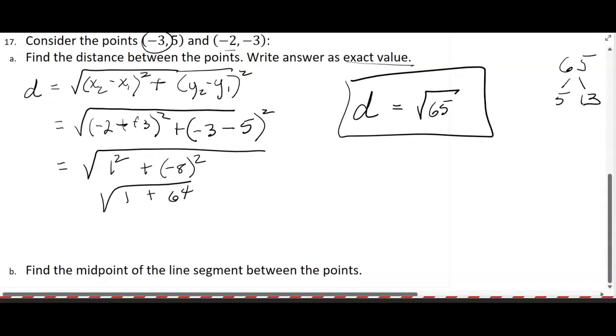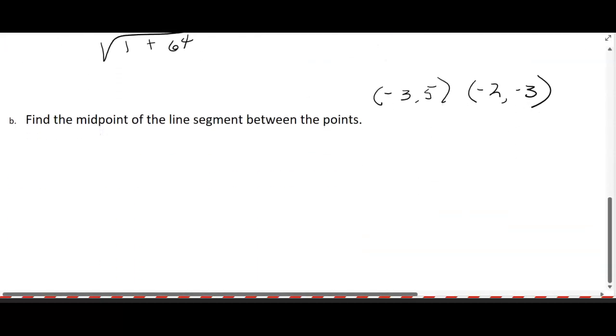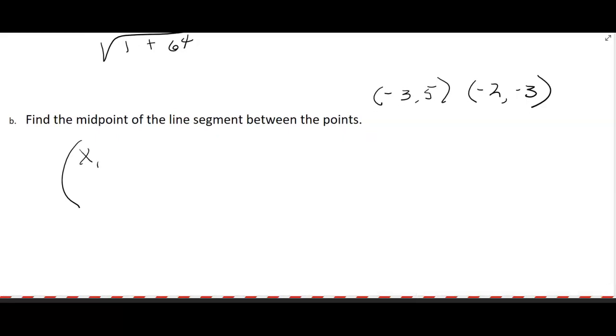Okay, now we want those points. Let me write them down again. -3, 5, and -2, -3. But we want to find the midpoint of the line segment that contains those. So the midpoint formula says x sub 1 plus x sub 2 over 2. It's like you're taking an average, and y sub 1 plus y sub 2 over 2. And it's not an equation, it's a point, an ordered pair.